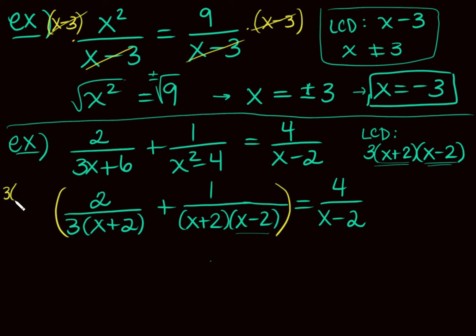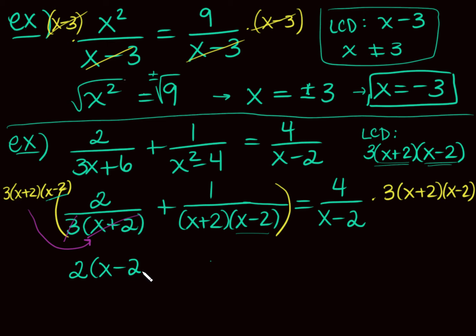So 3 times x plus 2, x minus 2. I should have given myself a little bit more room. x plus 2. And so this is where I'm going to skip a couple steps. I hope you'll be all right with that. When I take it to this first term, notice what's going to happen here. My 3 and my x plus 2 is going to cancel. What am I going to be left with? I'm going to be left with the x minus 2 times 2. So I'm left with 2 times x minus 2.